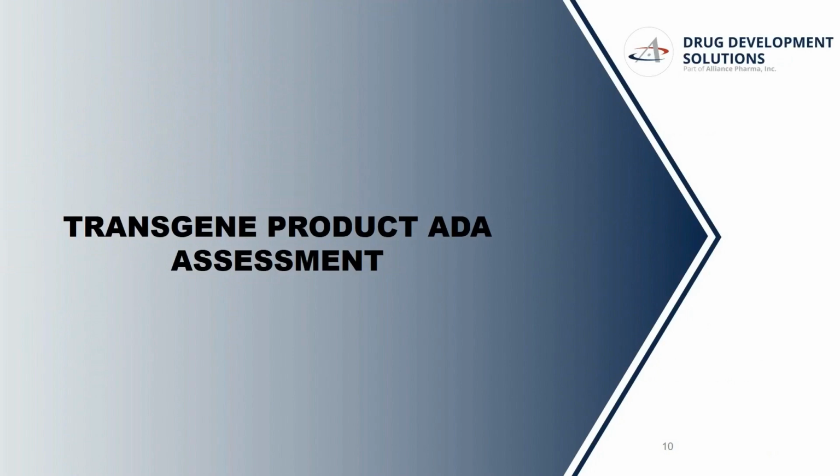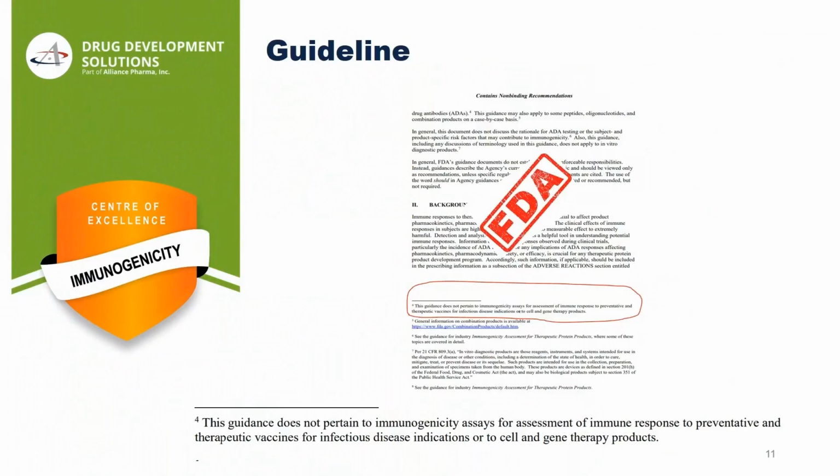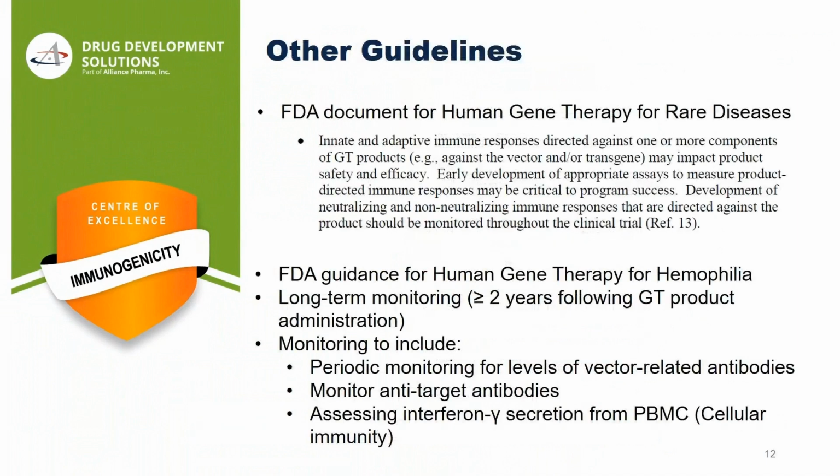quantification part. The next part is the assessment of ADA methods for transgene product. The same as the PK assay, there's no guidance currently on immunogenicity assessment of transgene product. The current FDA guideline clearly stipulates that it doesn't relate to cell and gene therapy products. So while developing these methods, we had to look elsewhere to find what might be more appropriate to assess immunogenicity against this transgene product.